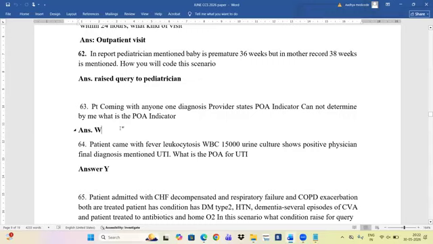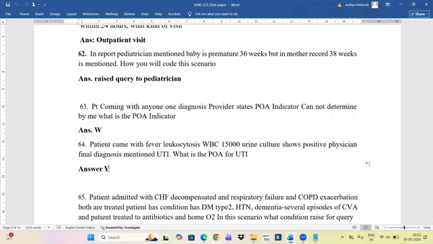Patient coming with one diagnosis, provider states POA indicator cannot be determined by myself. If the provider is unable to determine the POA status, what indicator do we need to use? W. If the provider is unable to determine, it should be considered as W.